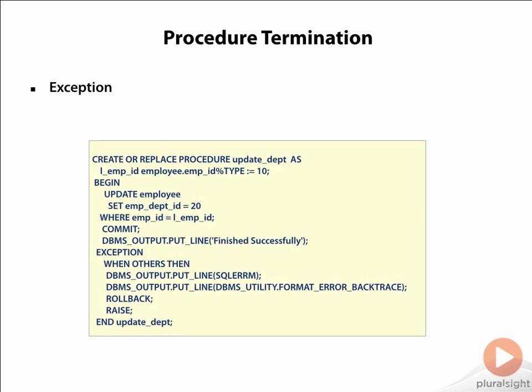So in this code snippet, if we try and update the department ID to a non-existent department, and since there is a foreign key from this table to the departments table, an exception, ORA-02291 for integrity constraint violation, will be raised, taking the execution from the update statement to the WHEN OTHERS exception handler, and the last DBMS_OUTPUT statement will not be executed.